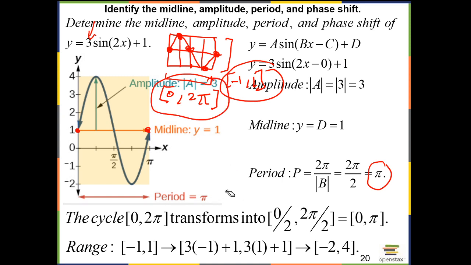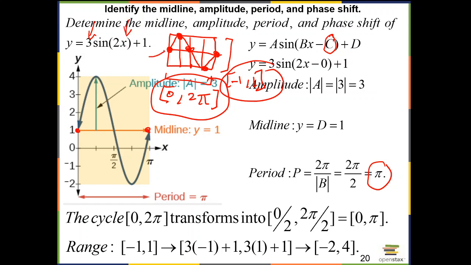Well, again, as I said, we can do it 2 different ways. If you think of transformations, this goes to 0 to pi, obviously, because the period is pi. And also, the c here is 0. So that means there is no phase shift.